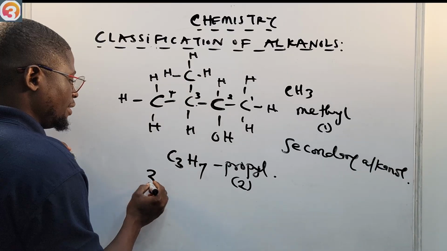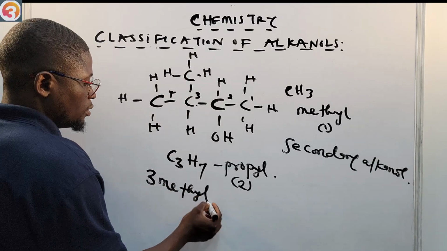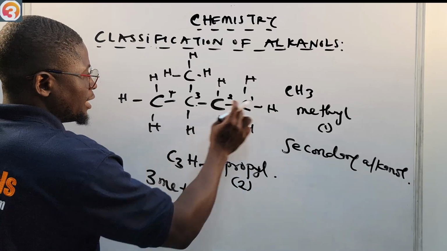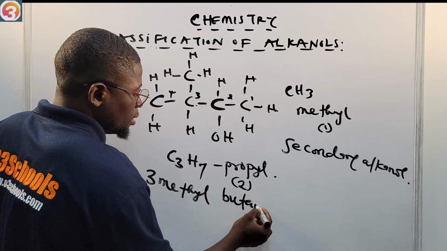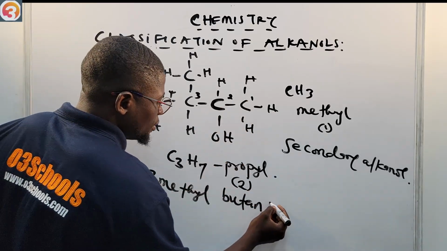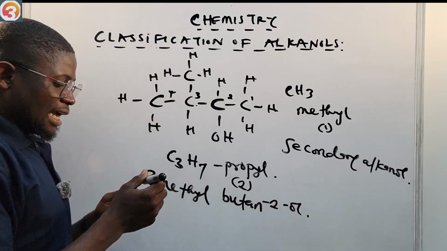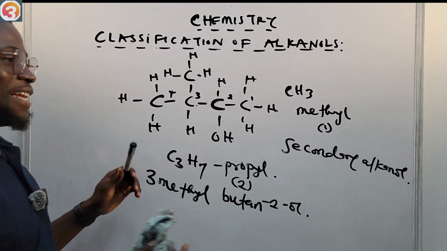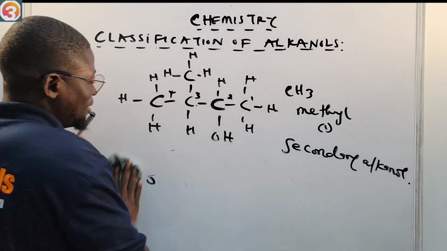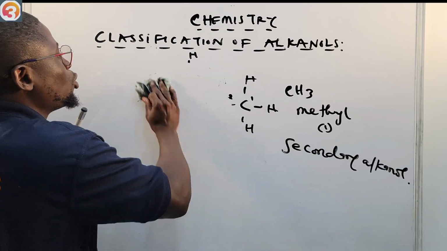So I'm going to have 3-methyl. Then how many carbon atoms? 4. That is butan. The OH group is on the second carbon. That is 3-methylbutan-2-ol. So you see, naming is very easy. When we get to naming it now, it will be a stroll for us.